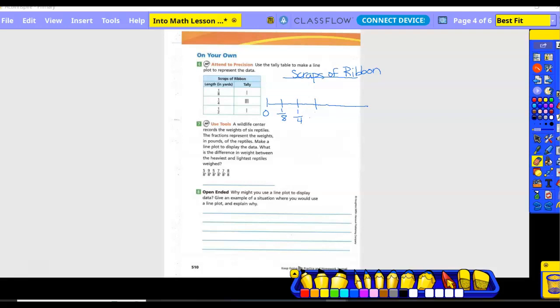3/8, right? 3/8. And then what is 4/8? 1/2. Does that work? Okay. And then what is that being measured in? Yards.